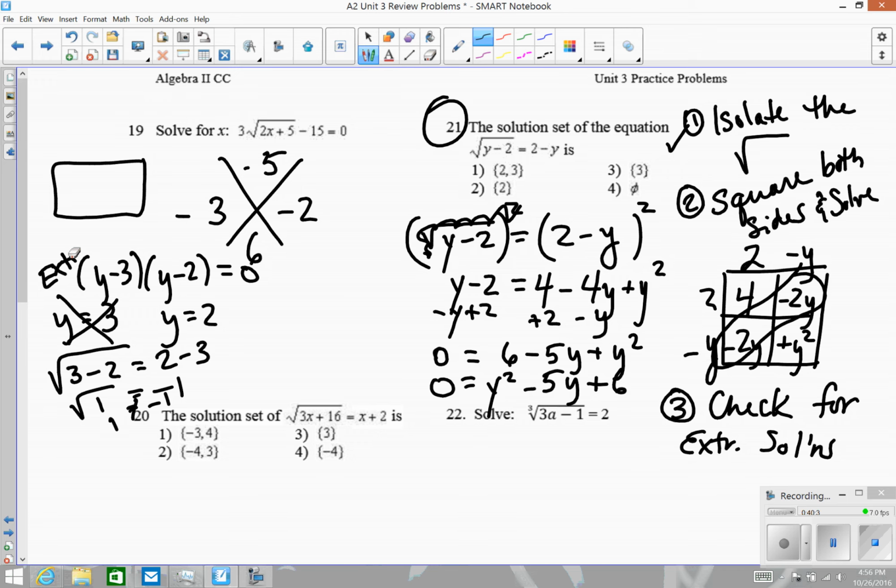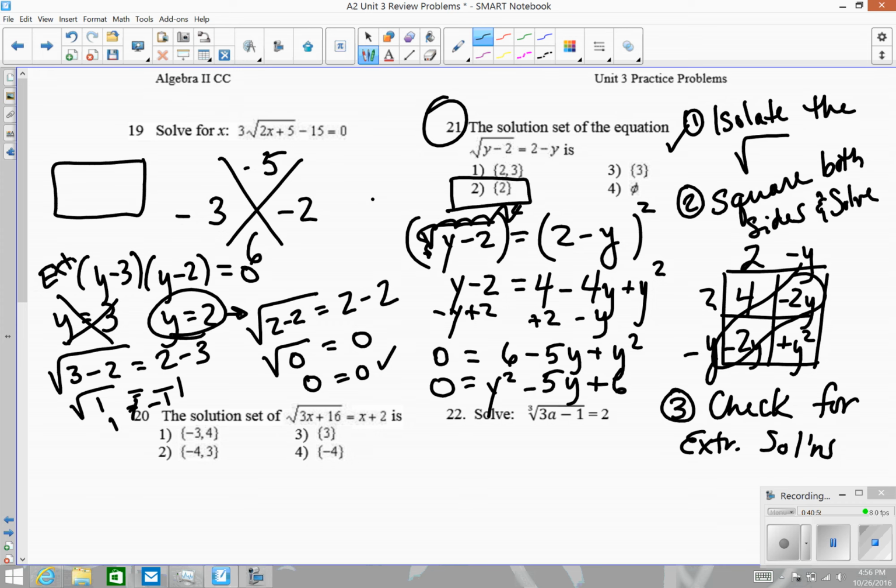I need to check my 2. So I'm going to check this y equals 2 back in the original. 2 minus 2, is that equal to 2 minus 2? Let's see, square root of 2 minus 2, or the square root of 0. Square root of 0 is 0. This one checks, so our solution is y equals 2, and that means I'm choosing selection number 2 on my multiple choice question. Alright, that completes the problems that I'm doing in this video.